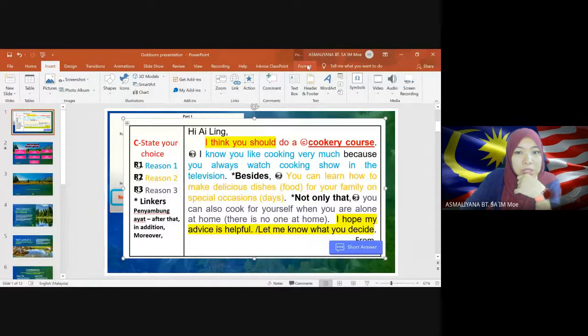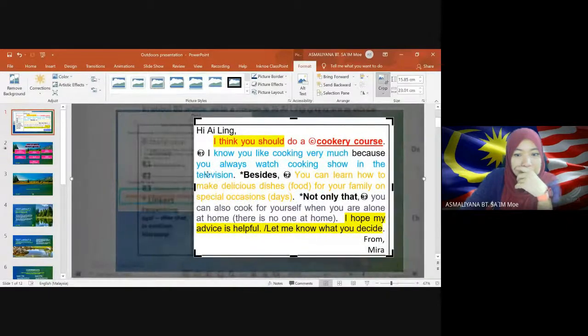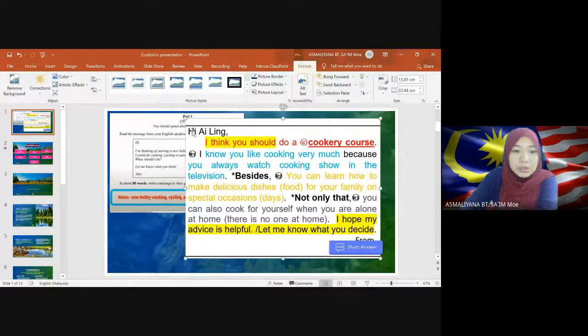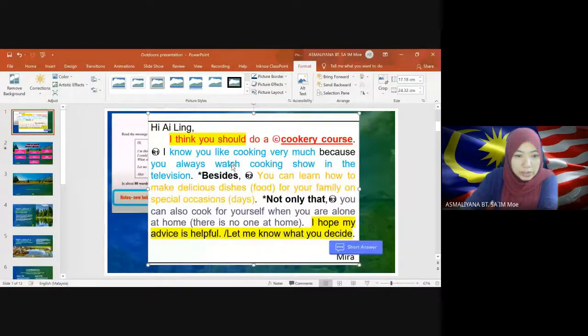Okay, so nanti masa awak tulis jawapan, it will look like this. Nampak macam ni je. Macam tu je. Alright, faham? Ada question tak untuk soalan pertama? Okay, so very short and sweet. Alright. Soalan kedua.